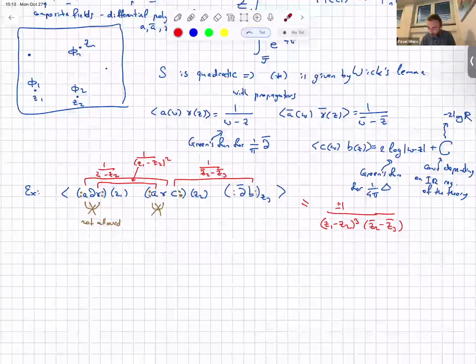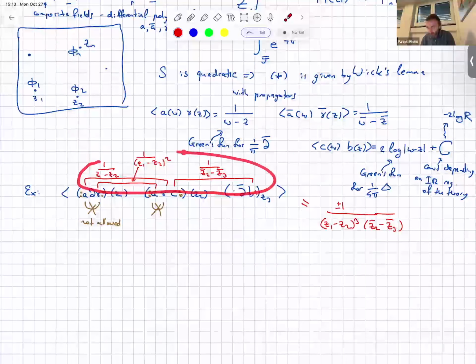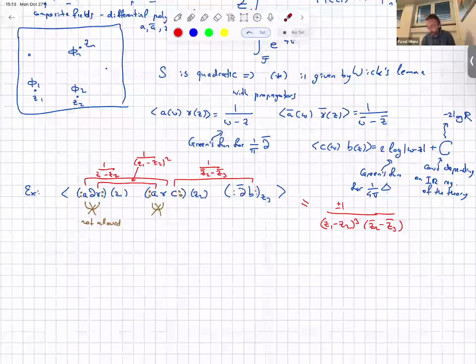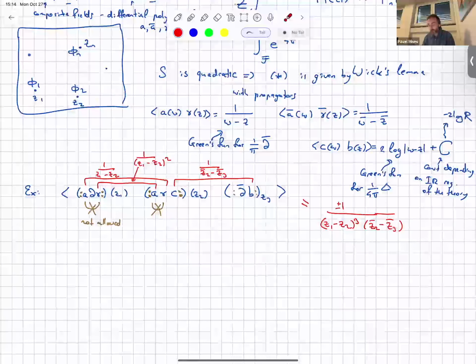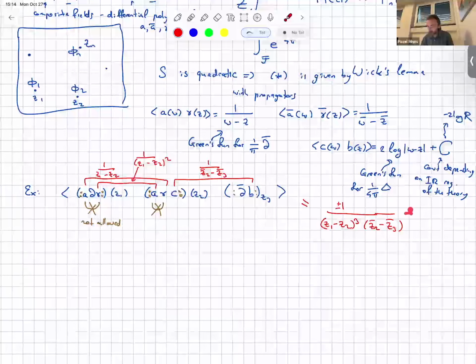And actually, then in this example, this would be the only weak pairing. So the only way to pair all the fields with allowed contractions, where these two are not allowed. Yeah, it's the only way to pair all the fields. So this is actually the full answer for this correlator. In some other examples, you could have several terms, each term corresponding to a perfect matching on the fields involved.